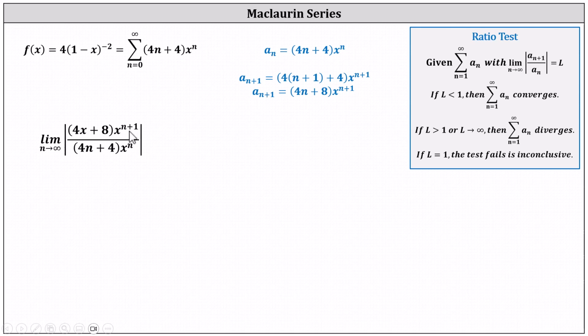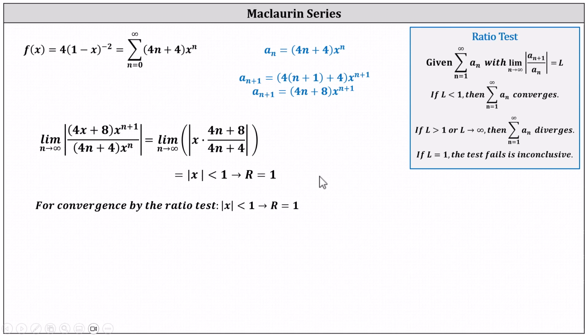X to the power of n plus 1 divided by x to the power of n simplifies to 1 factor of x, giving us the limit as n approaches infinity of the absolute value of x times the quantity 4n plus 8 divided by the quantity 4n plus 4. Notice 4n plus 8 and 4n plus 4 are both degree 1, and therefore as n approaches infinity, the n part approaches the ratio of the leading coefficients, which is 4 divided by 4 or 1. The limit equals the absolute value of x, which if the series converges must be less than 1, indicating the radius of convergence equals 1. And again, this is due to applying the ratio test.